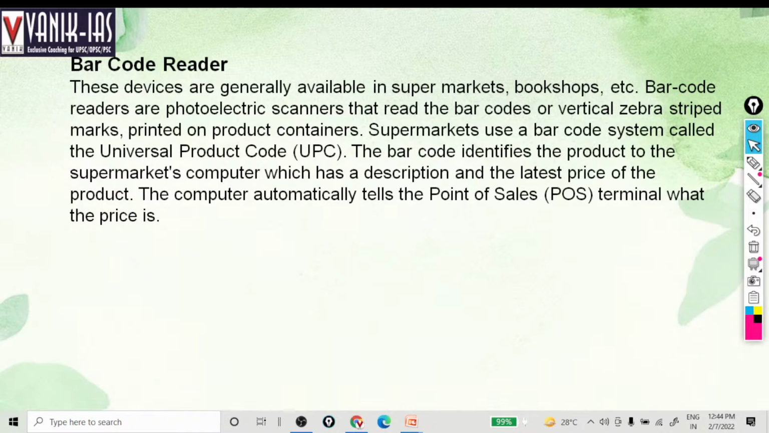Suppose you are buying a glass of water, then they will scan the barcode and say exactly how much money you have to pay. So exploitation reduces one by one. You can say that exploitation and arbitrariness are reduced by the barcode reader, and it is more secure.